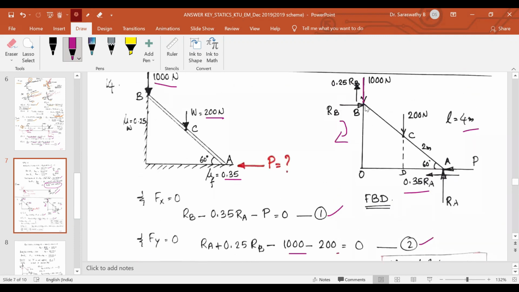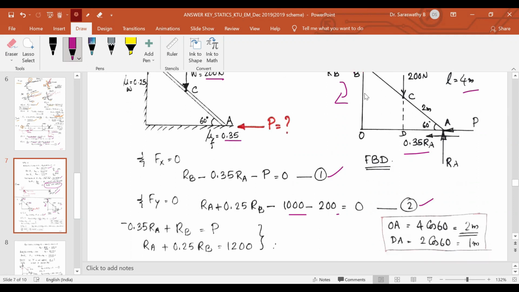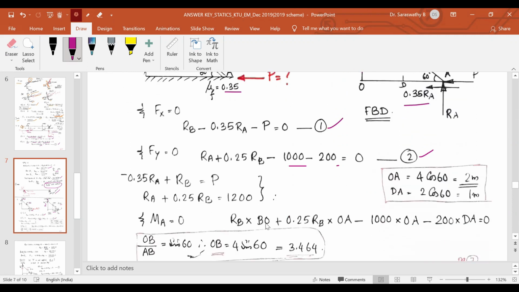What about this 1000? 1000 into the perpendicular distance, this is OA. 1000 into OA, that is anti-clockwise. 200 into this AD, that is also anti-clockwise. So I have written RB into OB, plus 0.25 RB into OA, minus 1000 OA, minus 200 DA equals 0. Now find these OB, OA, DA, etc. from trigonometry.